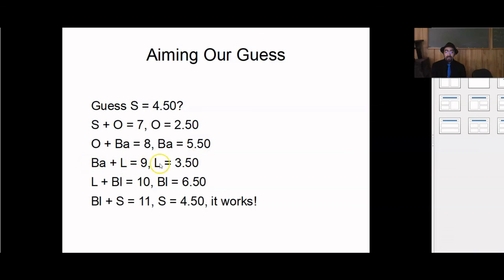Bananas and limes cost 9. That tells us limes cost $3.50. Limes and blueberries cost 10. That tells us blueberries cost $6.50. And then we either say $6.50 plus $4.50, blueberries plus strawberries, does equal 11, as it should, or blueberries plus strawberries equal 11, $6.50 plus strawberries is 11, so strawberries is $4.50, the same as our initial guess. Either way, it works.